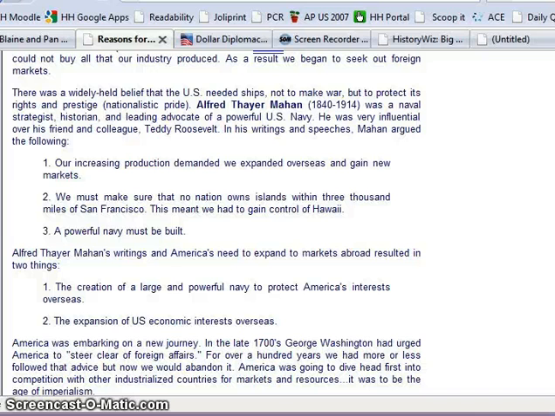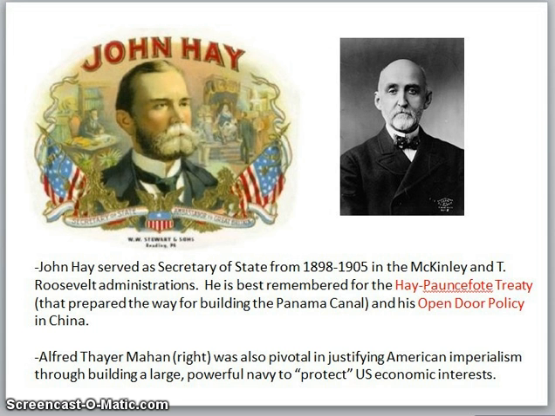And Mahan essentially argued three things: that one, we needed to build a really powerful navy to protect our economic interests. Two, this navy could also help increase the production demanded from U.S. goods and help expand our overseas markets. And third, that we also needed this navy to make sure that no nation owned any islands within 3,000 miles of the west coast. So this was also used to justify continued control and influence over Hawaii and the Philippines. So these two guys are both going to be major players in American imperialism.